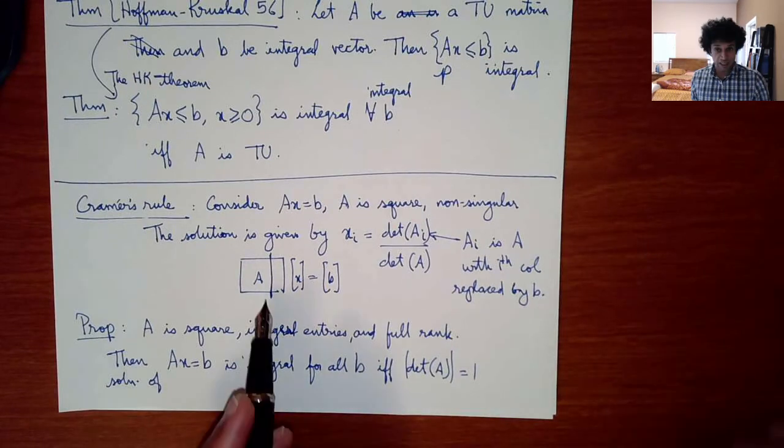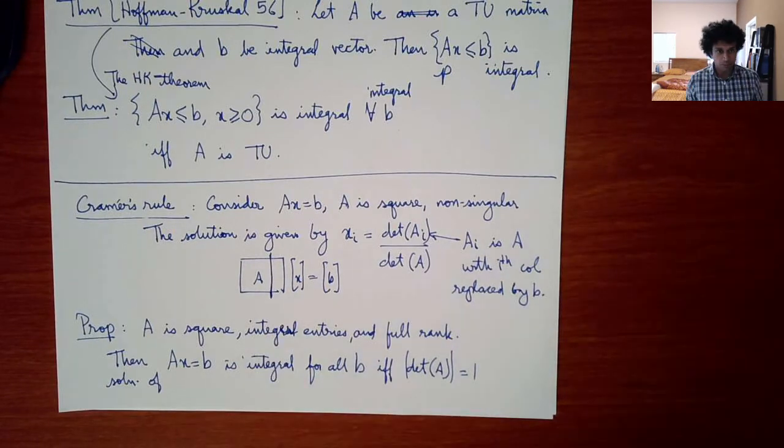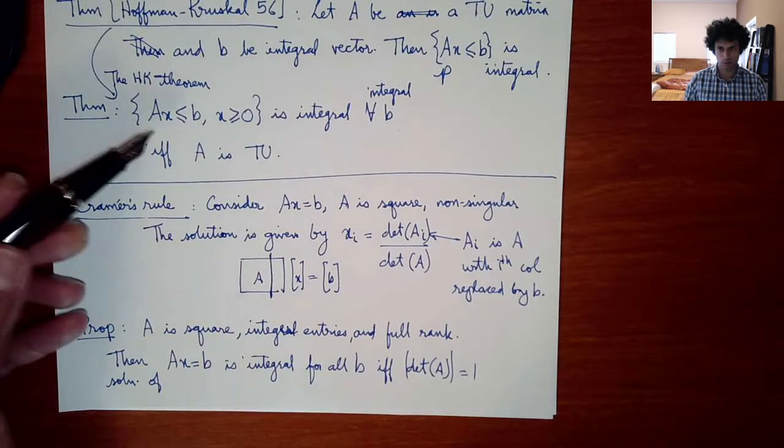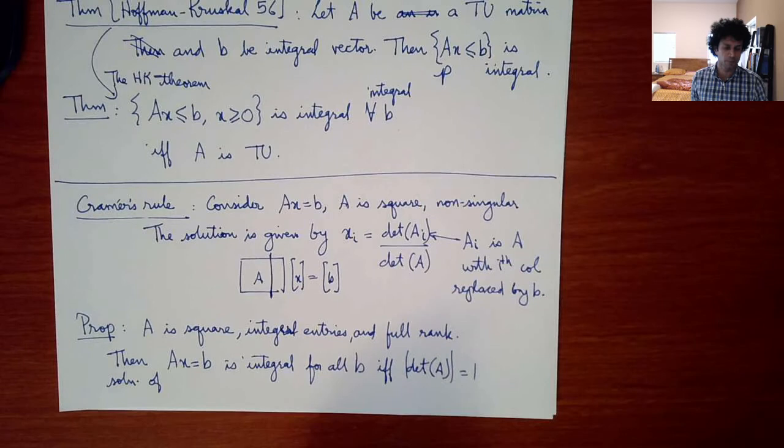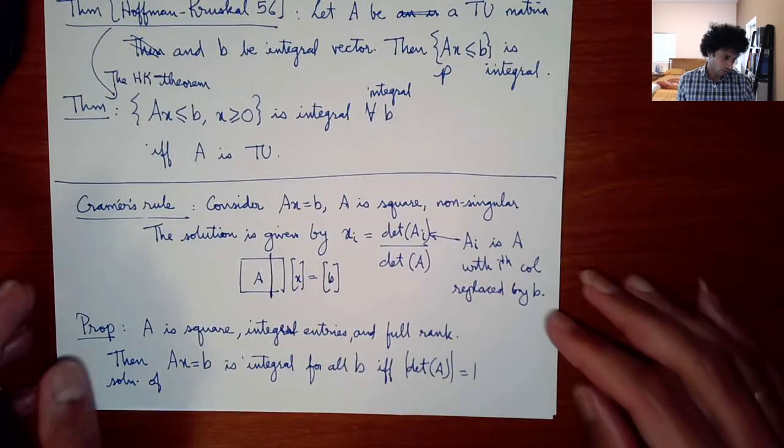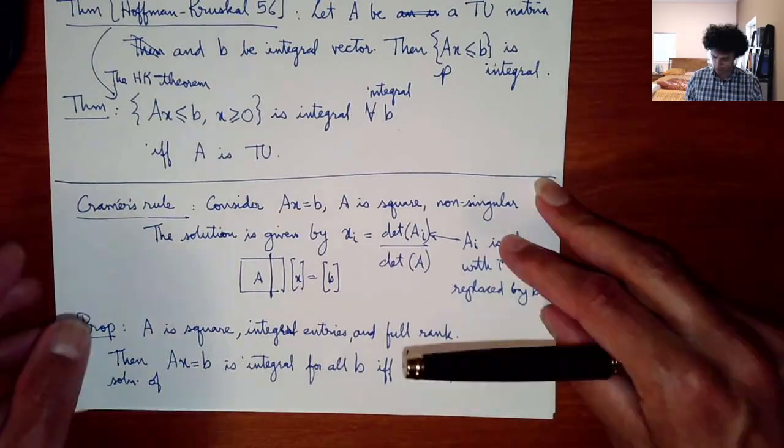The solution of Ax equal to b is integral for all b if and only if the determinant is either 1 or minus 1. Okay? So again, you start seeing this sort of thing, something being integral for all b, and it ends up implying something very natural about the determinant. Okay, so we can prove this. It turns out to be a relatively simple proposition to prove.